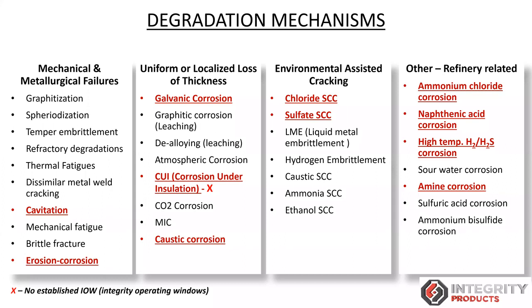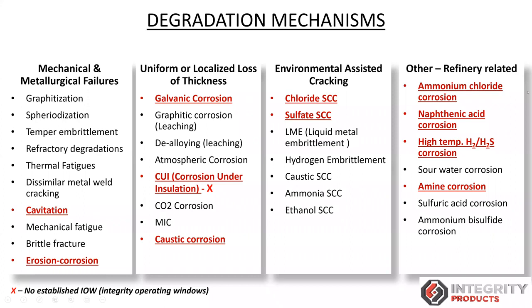In this slide, we can see the damage mechanisms that are red highlighted and underlined. These are all the damage mechanisms that can be inspected or diagnosed through the use of the inspection ports or condition monitoring locations. Speaking about cavitation and erosion corrosion, these are quite common damage mechanisms in the piping system, and also galvanic corrosion and caustic corrosion. Especially when it comes to the refinery, there are state-of-the-art damage mechanisms like naphthenic acid corrosion or ammonium chloride.